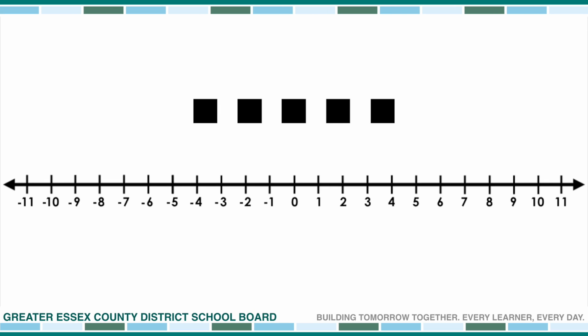All right, let's keep going here. Now we have 5 positive squares. We want to remove -4 squares. Uh-oh, this one's a little harder. I can't remove 4 negatives because I don't have any negatives. So what do I have to do in order to get some negatives to remove? Well, we can use the 0 property.